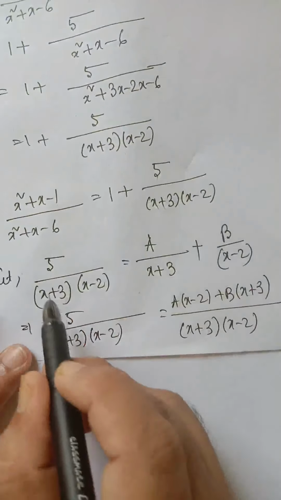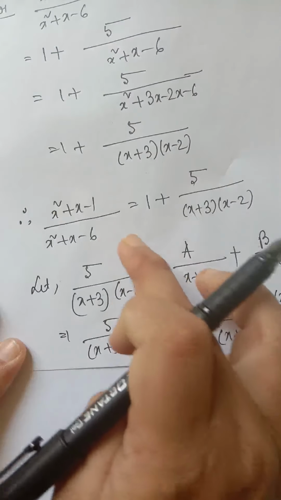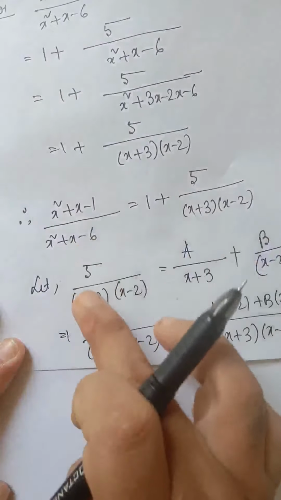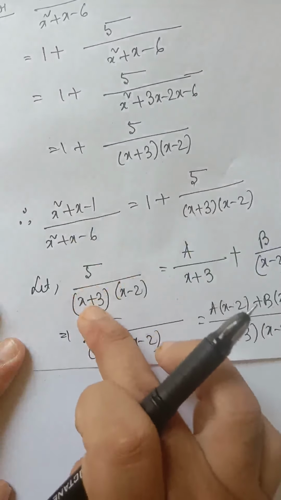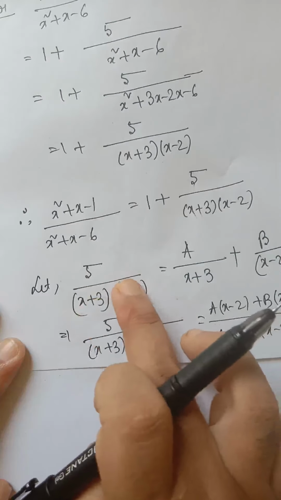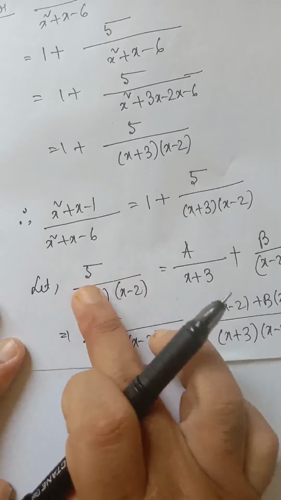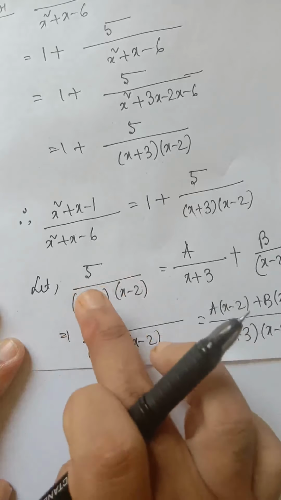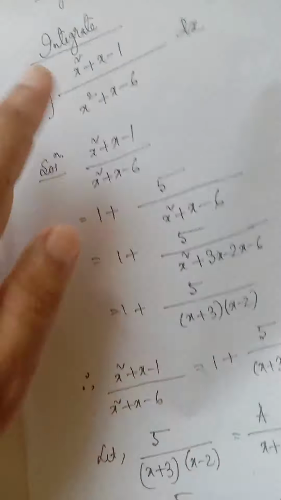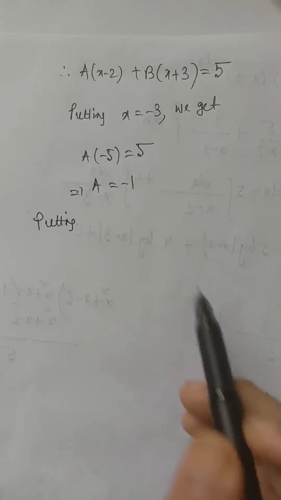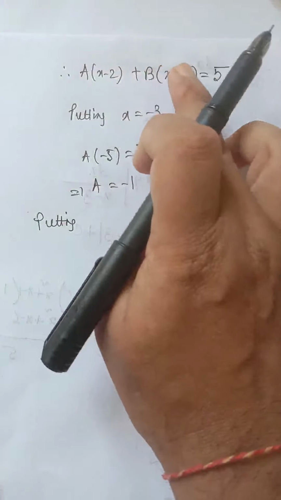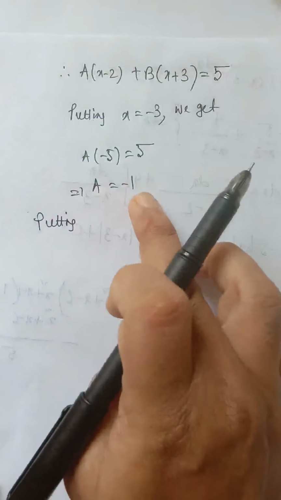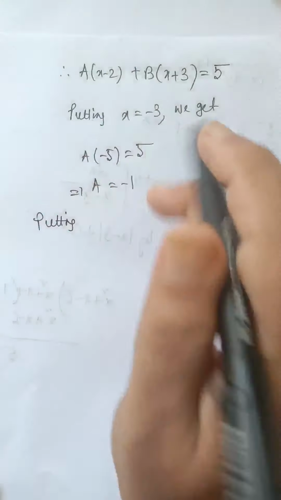Now see what the factors of the denominator are. We are resolving this into partial fractions, and the factors of the denominator are x plus 3 and x minus 2. This becomes 0 when x equals minus 3, and this becomes 0 when x equals 2. So one by one we will put x equal to minus 3 and x equal to 2. First I put x equal to minus 3. Then this term becomes 0, so a into minus 5 equals 5, and from this we get a equal to minus 1. Now putting x equal to 2.